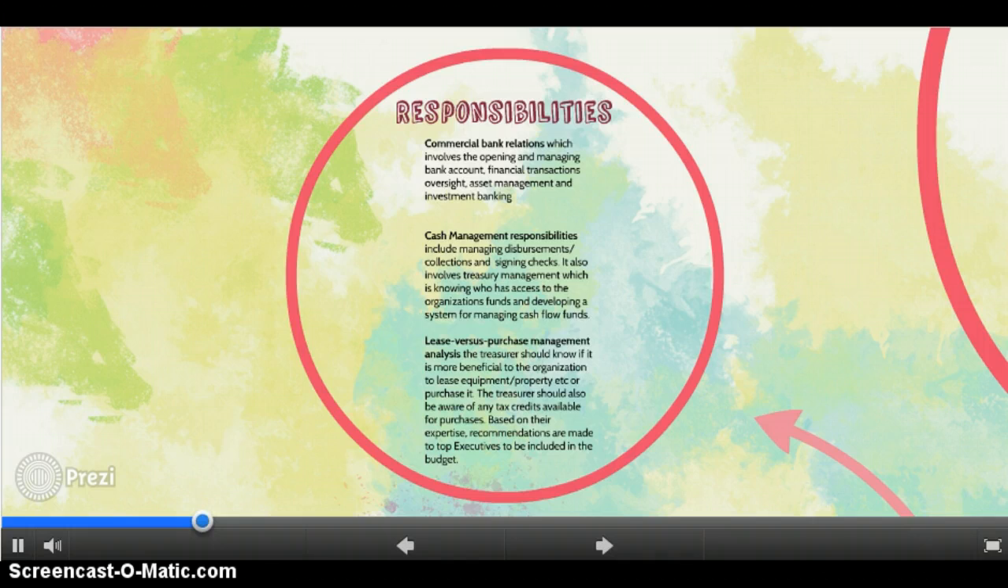Lastly, the treasurer should know if it's beneficial to the organization to lease equipment or property, or if it would be more beneficial to purchase it. Additionally, the treasurer should be aware of any tax credits that will be available if the organization decides to purchase this equipment or property. Based on the treasurer's expertise, recommendations are made to the board and the CEO for these leases and purchases to be included in the budget.